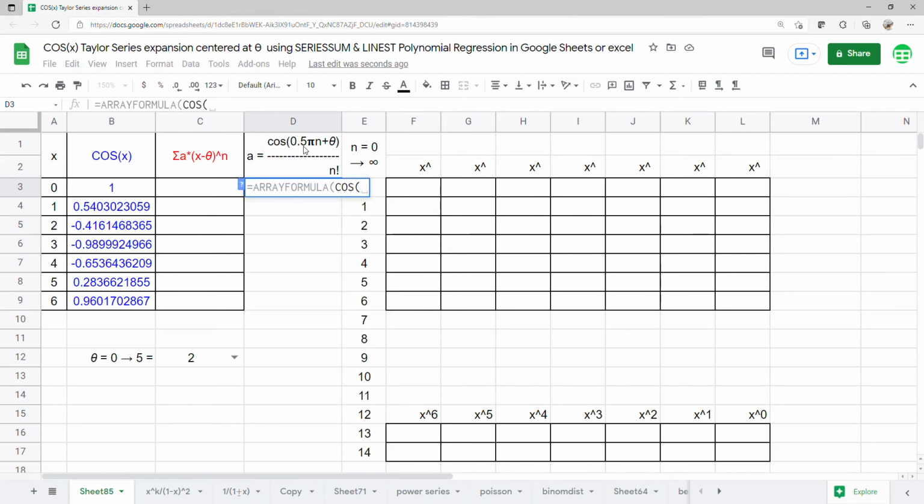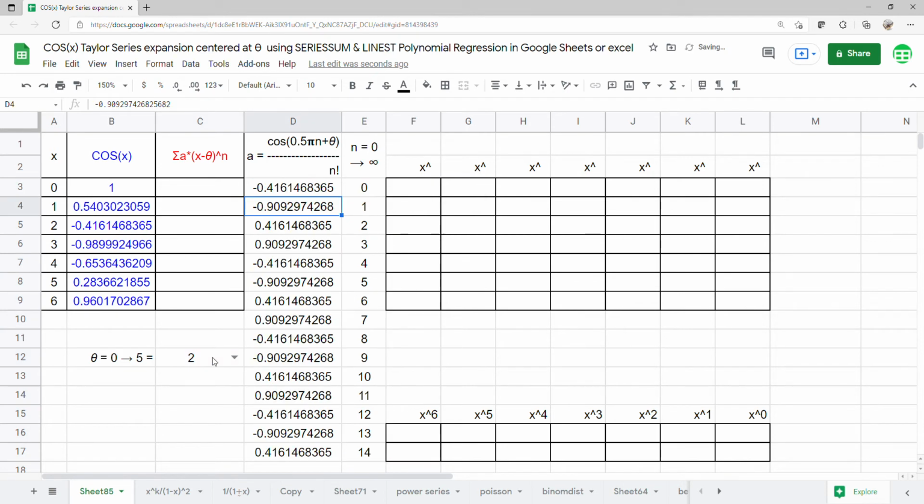The first term is 0.5 by n. So 0.5 times pi times n plus the second term is theta. Then enter.